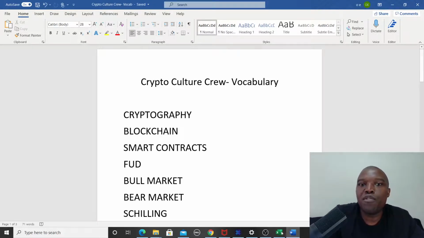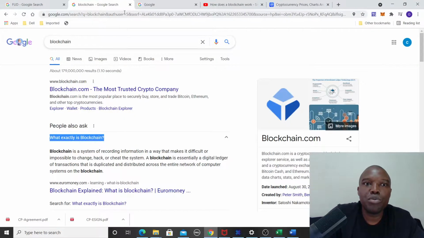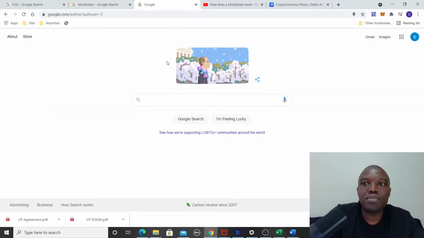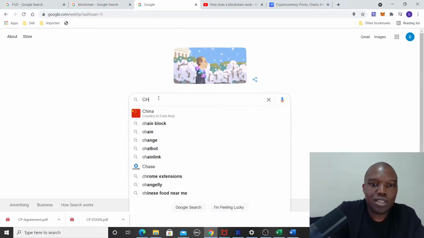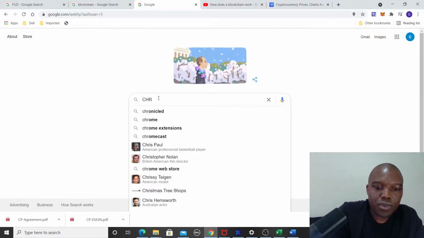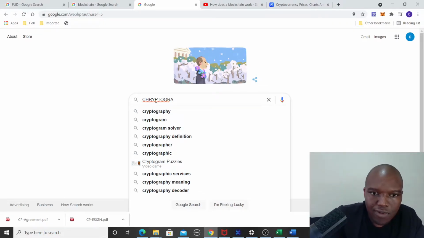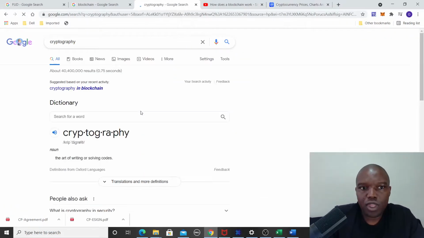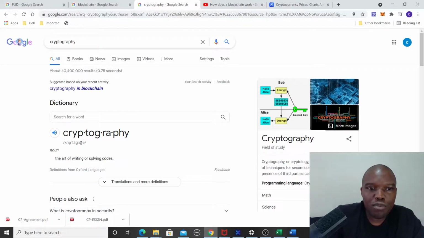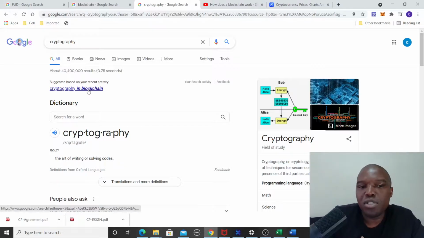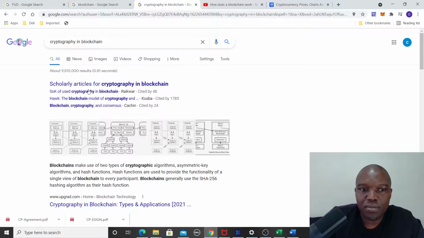The first word that I want to go over is cryptography. So cryptography is actually where they get the word cryptocurrency. If we go to Google and we search cryptography, let's see what they have in there. All right. So the definition that they have is an art form of writing and solving codes. So cryptography and blockchain is specifically what we're talking about. Let's see if they have a better description.